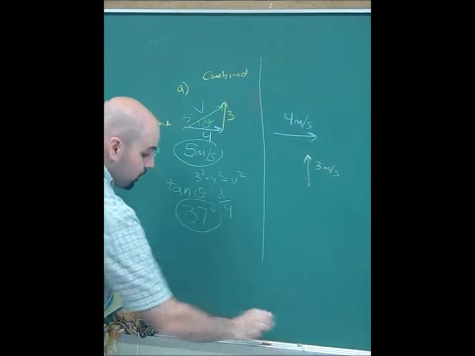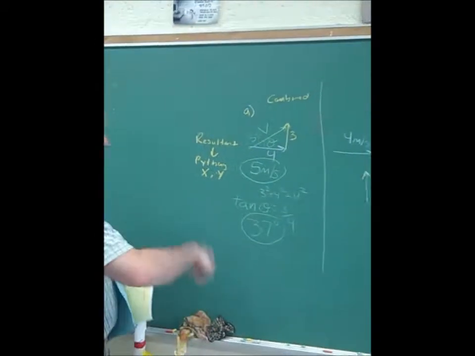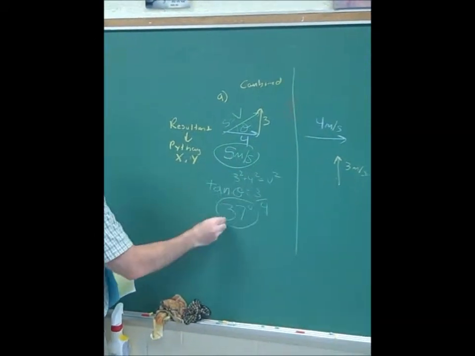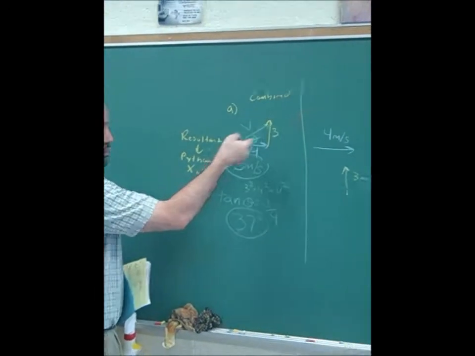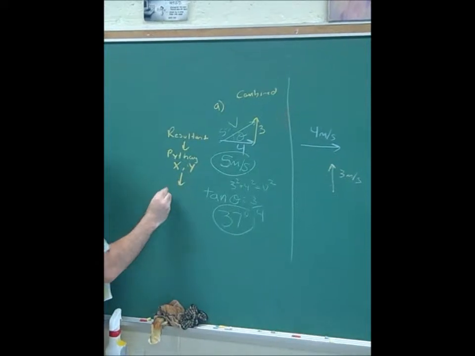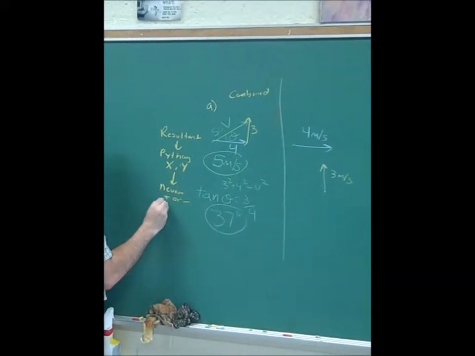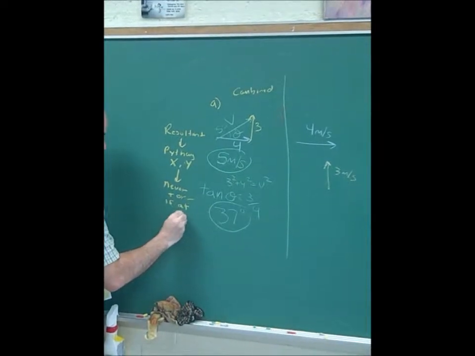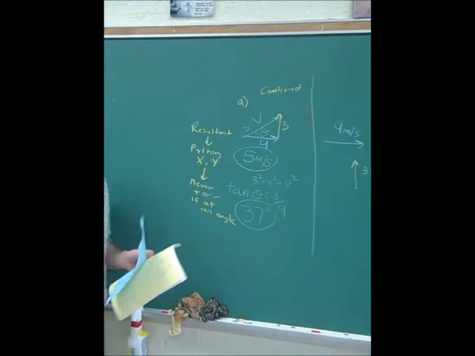Now remember, vectors always need a direction and a magnitude. This is the magnitude. This is the direction. It's not positive or negative because it's a resultant. So the resultant is never positive or negative. It's always at an angle.